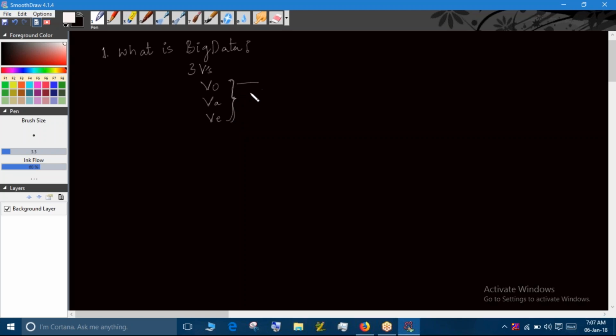This volume and variety are linked with, what is that? Storage. And this is linked with processing. So that is what we see in terms of big data. Big data is anything which has got three essential characteristics: volume, variety, and velocity.